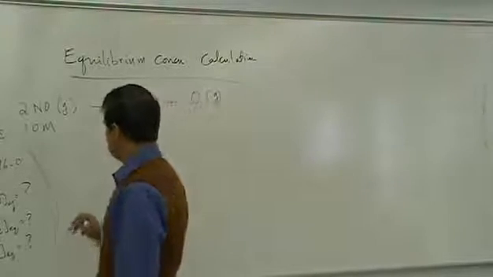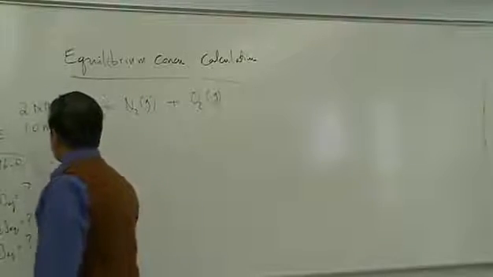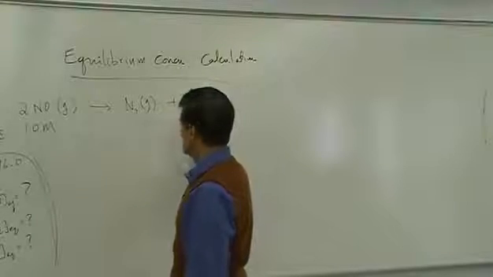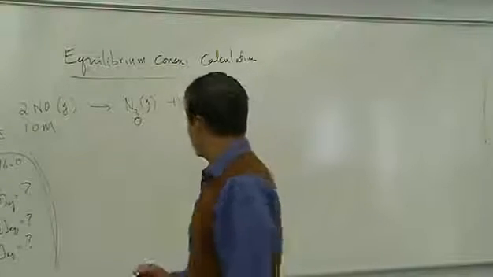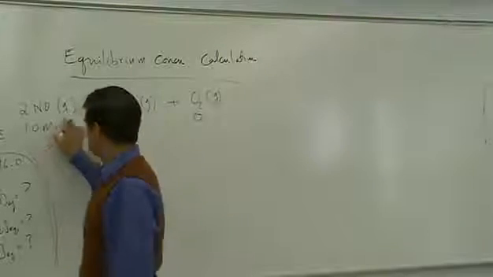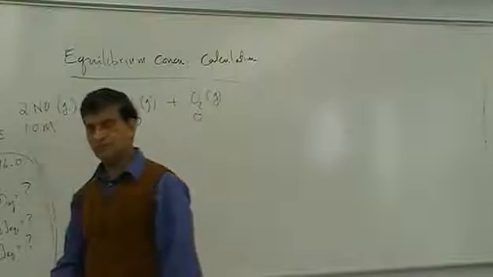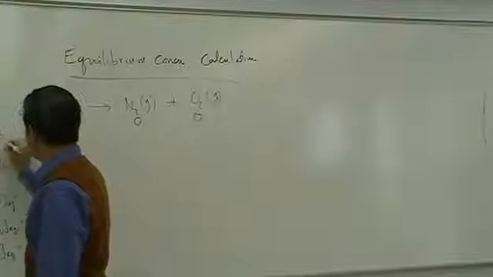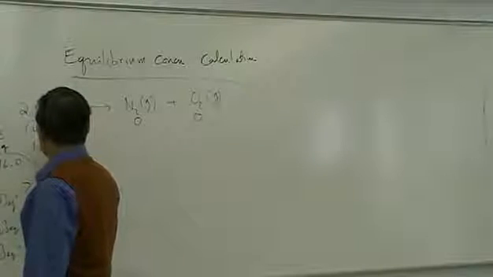Now let's work on this problem. Initial concentration of NO is given, but there was no mention about nitrogen and oxygen. So we can assume that initially there was no nitrogen and there was no oxygen. Okay, so keep that in mind. At equilibrium, as reaction happens, a part of this NO is going to react. And at this time, we don't know how much. So at equilibrium, let's assume that X is the quantity that reacts. So then equilibrium value will be given by 1.0 minus X.